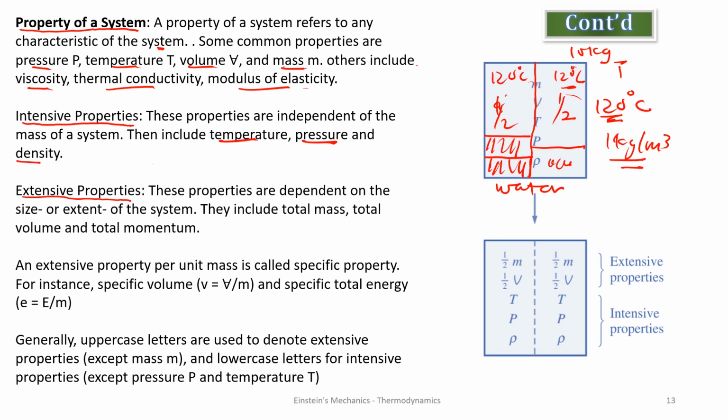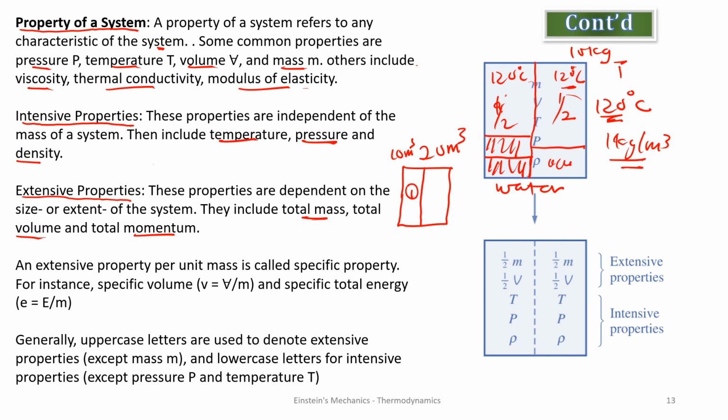What about the extensive properties? These properties are dependent on the size of the system. They include the mass, the volume, and the momentum. Are we good? So let's assume the same thing. I have this water and it has a volume of 20 cubic meters. If I now divide it and choose phase 1, the volume will decrease to 10 cubic meters, meaning this volume property depends on the mass. So volume is dependent, and it is an extensive property.